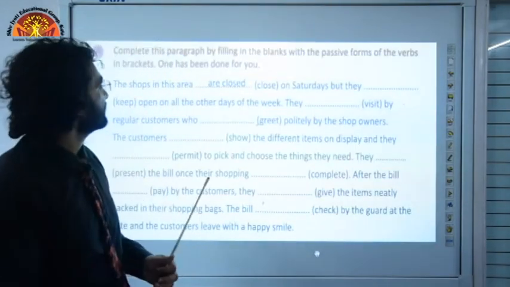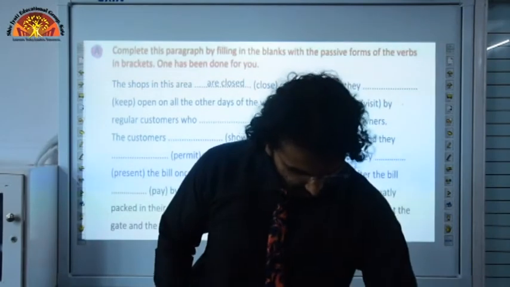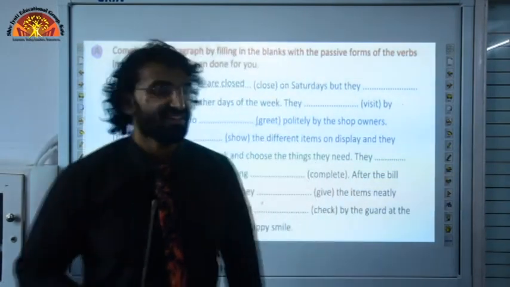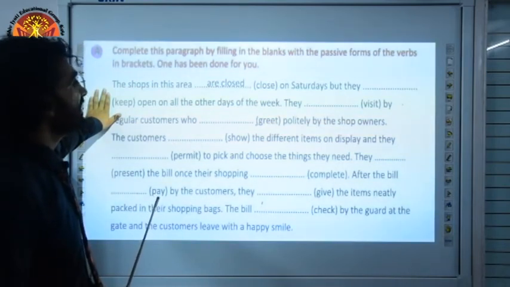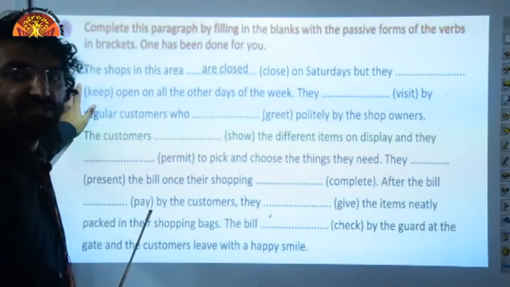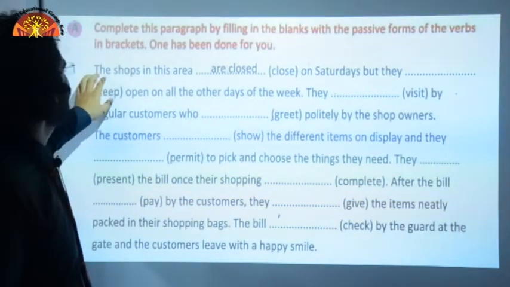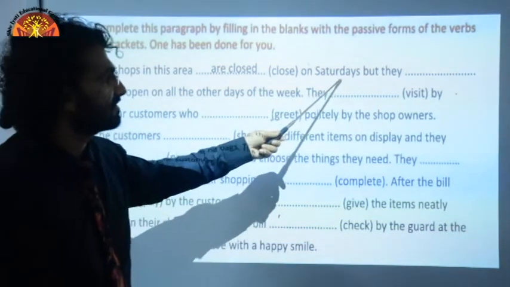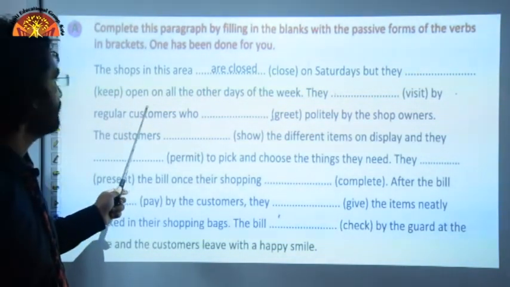All right, please be with me throughout the session. We are going to try to solve this exercise. It's in your book. Take out page number 131. It's a very interesting exercise. Complete this paragraph by filling in the blanks with passive forms of the verb in brackets. One has been done for you. Which one has been done for us? Obviously, the first one. The shops in this area are closed on Saturdays, but they are kept open on all the other days.